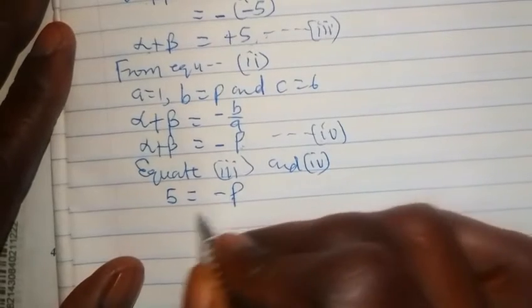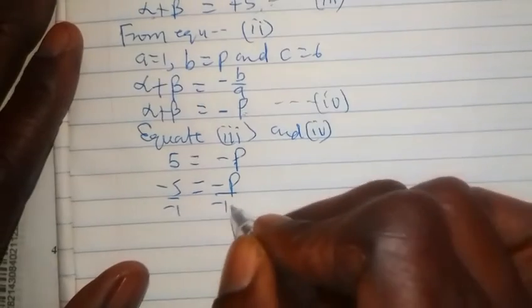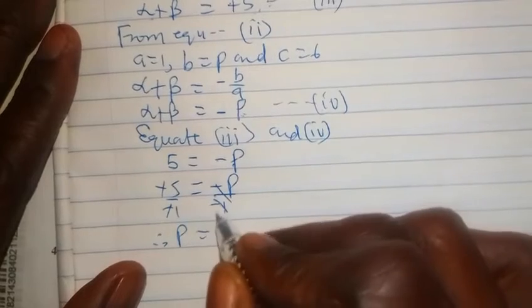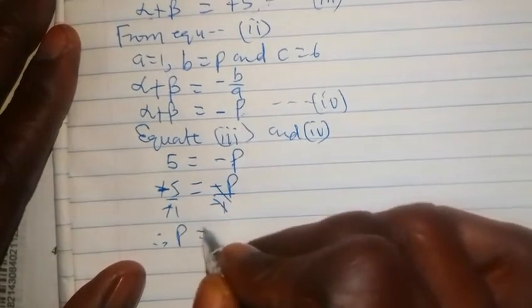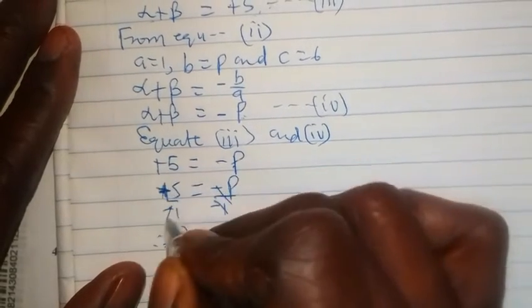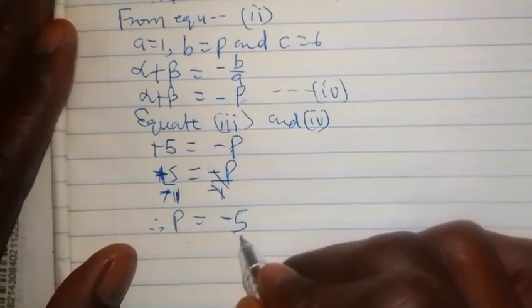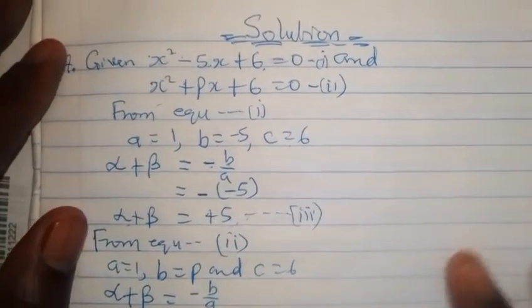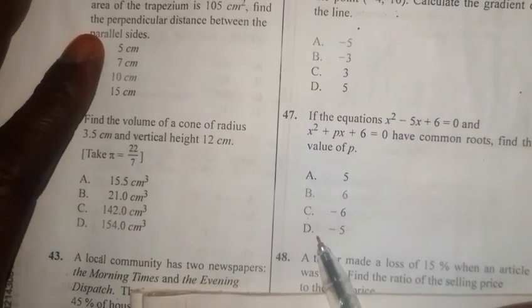Now, to get our p, we have to divide both sides by a negative number. In doing this, p becomes minus 5 over minus 1, where this place is plus and here is minus 1. So p will become minus 5. That is the answer for this question. Let us check the options to see if we have it there. Option D is the right answer.